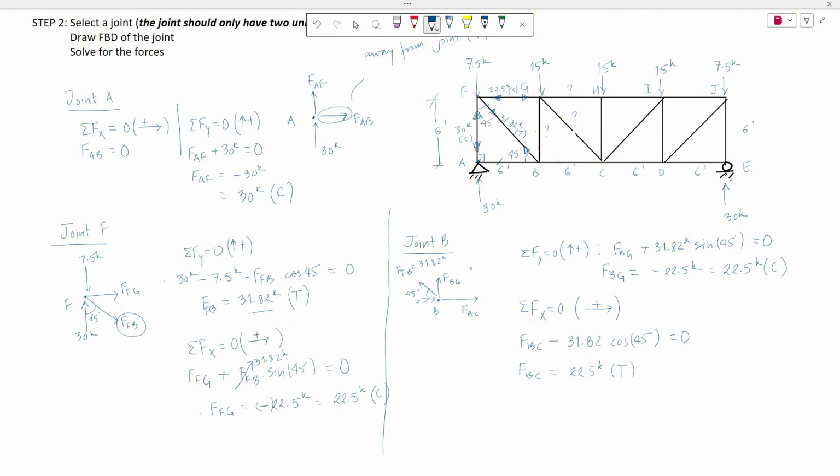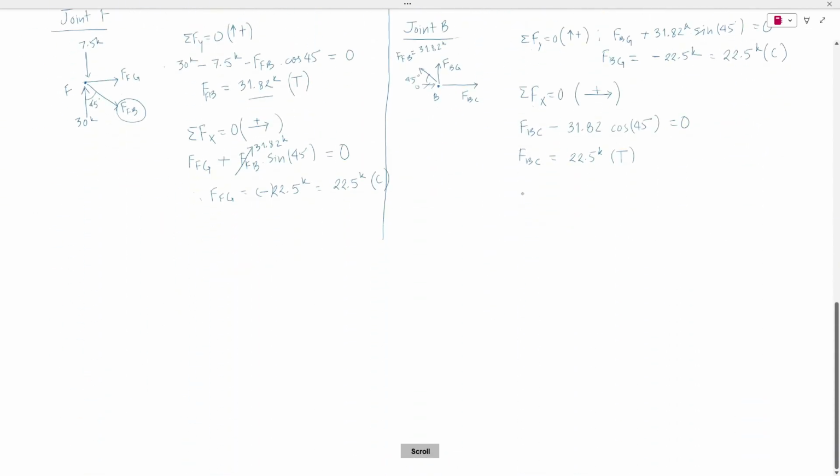So drawing this here, we have FBG compression, so towards the joint, and this is 22.5 kips compression. FAB is 0, FBC is in tension, so away from the joint, and the value is 22.5 kips in tension. Now let's look at joint G.